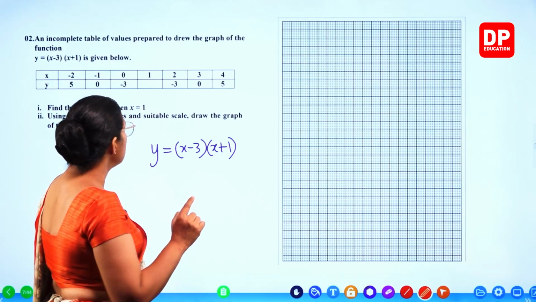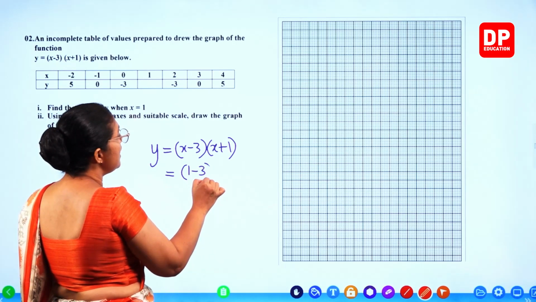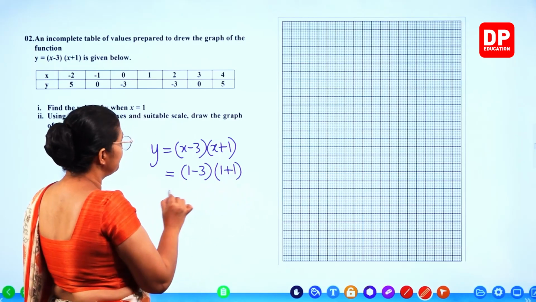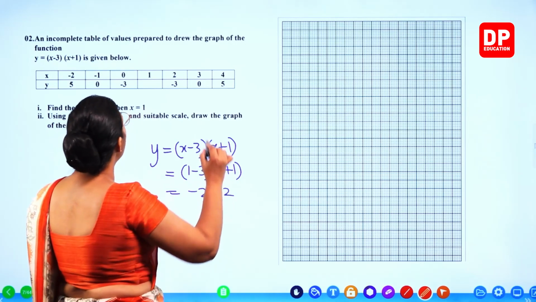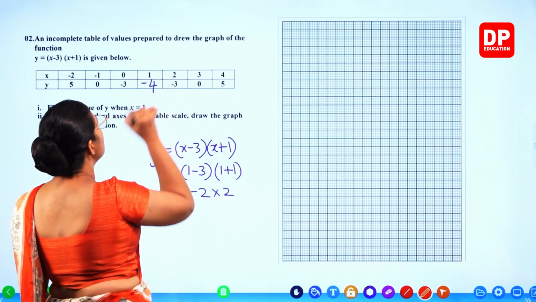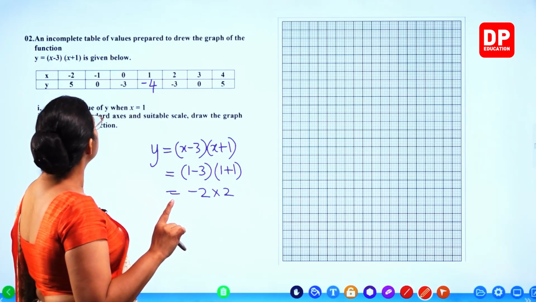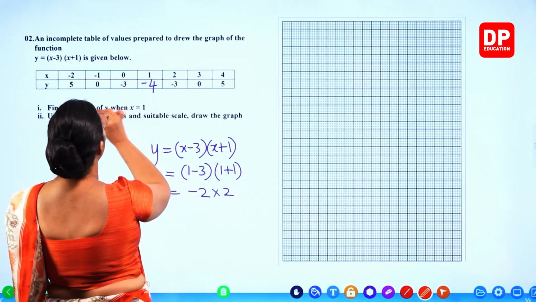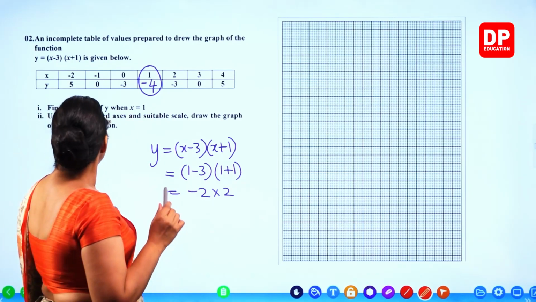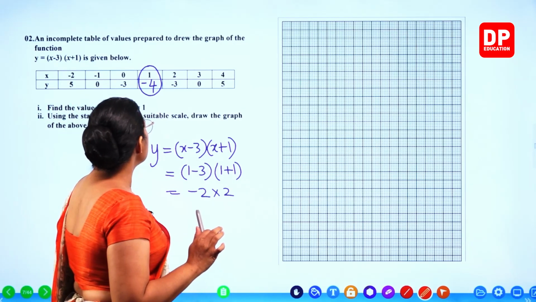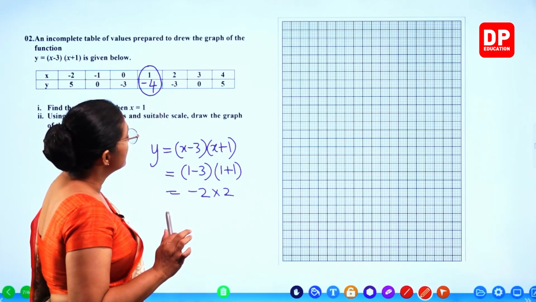So substitute x equals 1 first. So you get (1 minus 3)(1 plus 1). So 1 minus 3 is minus 2 times 2, you get minus 4. So the first value is minus 4. When you look at the table, we can see this part and this part is symmetric. So this should be the vertex point. Now using the standard axis and suitable scale, draw the graph of the above function.